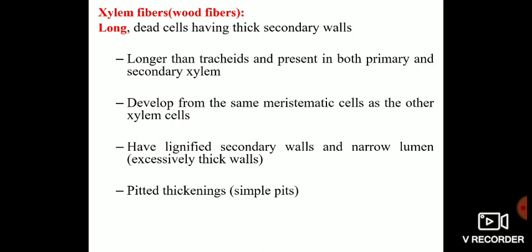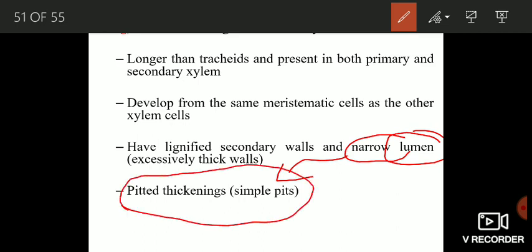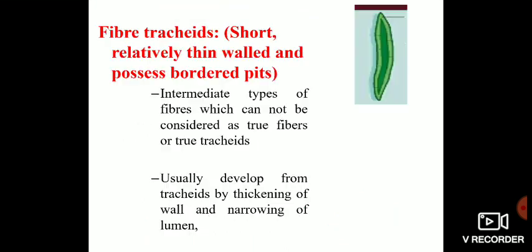Okay, and they have highly lignified secondary walls, and because of this high lignification their walls are excessively thick and they possess a very narrow lumen. Okay, their lumen is very narrow, even more narrow than the lumen of vessels. And in these cells the secondary depositions are deposited in such a way that only some small spots are left which form the simple pits, or simply you can say they show pitted thickenings in their secondary walls.